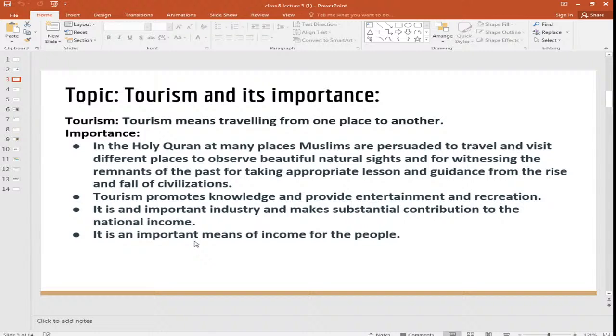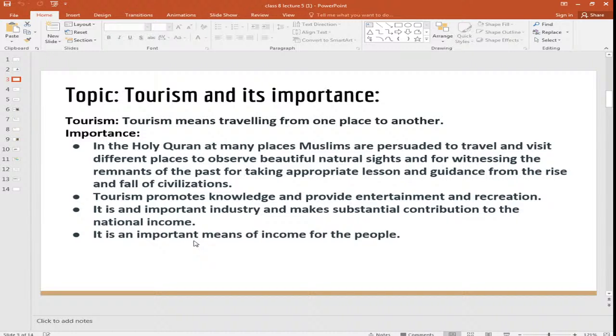This one. In the Holy Quran, at many places Muslims are persuaded to travel and visit different places to observe beautiful natural sights and for witnessing the remnants of the past, for taking appropriate lesson and guidance from the rise and fall of civilizations. Tourism promotes knowledge and provides entertainment and recreation. It is an important industry and makes substantial contribution to the national income. It is an important means of income for the people. So you can write your importance of tourism.